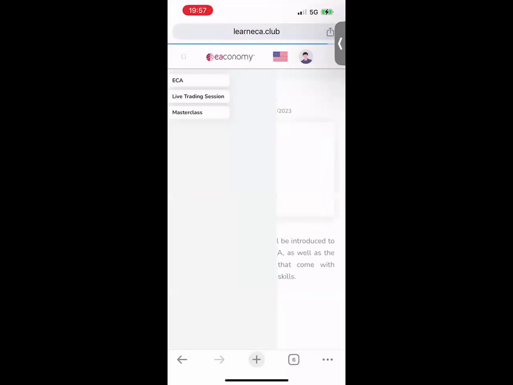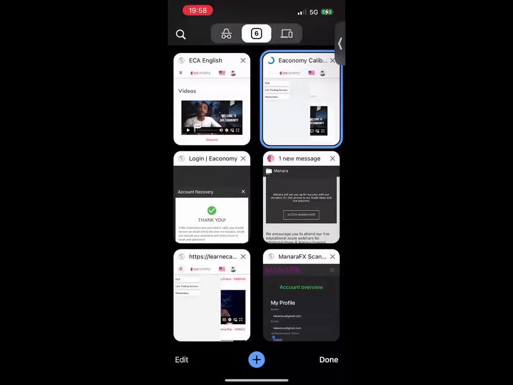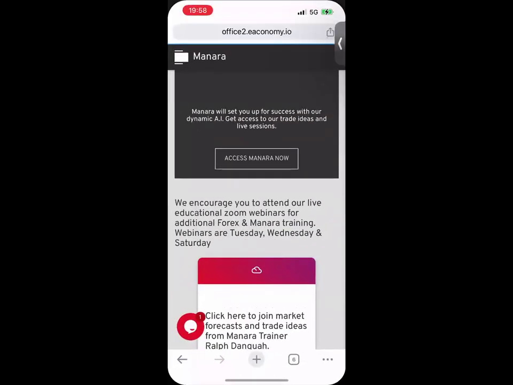No, that's your learner club. Close that. Can you see the one that says access Manara now? That's your back office. The one that says access Manara, yeah, then just click the menu line.